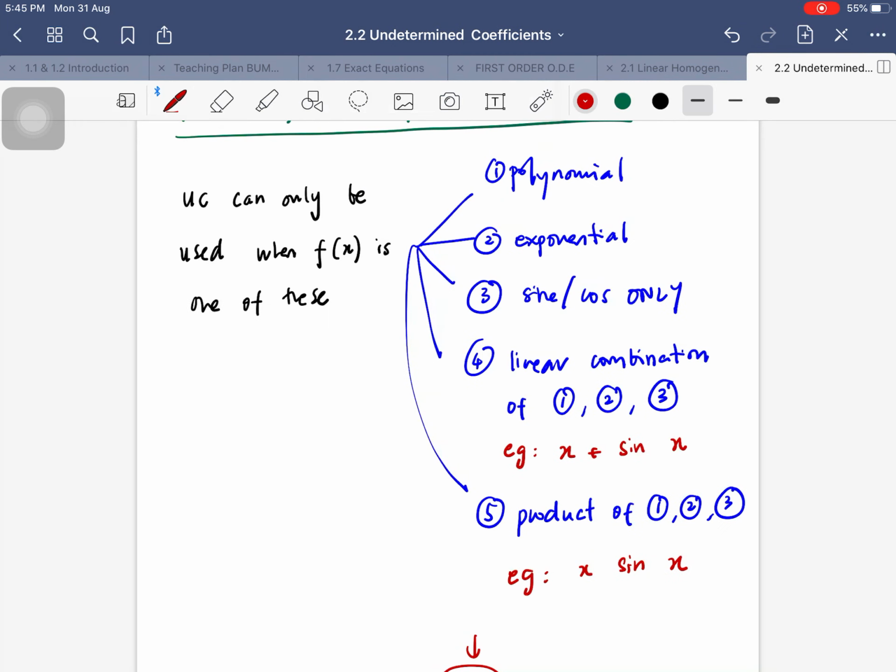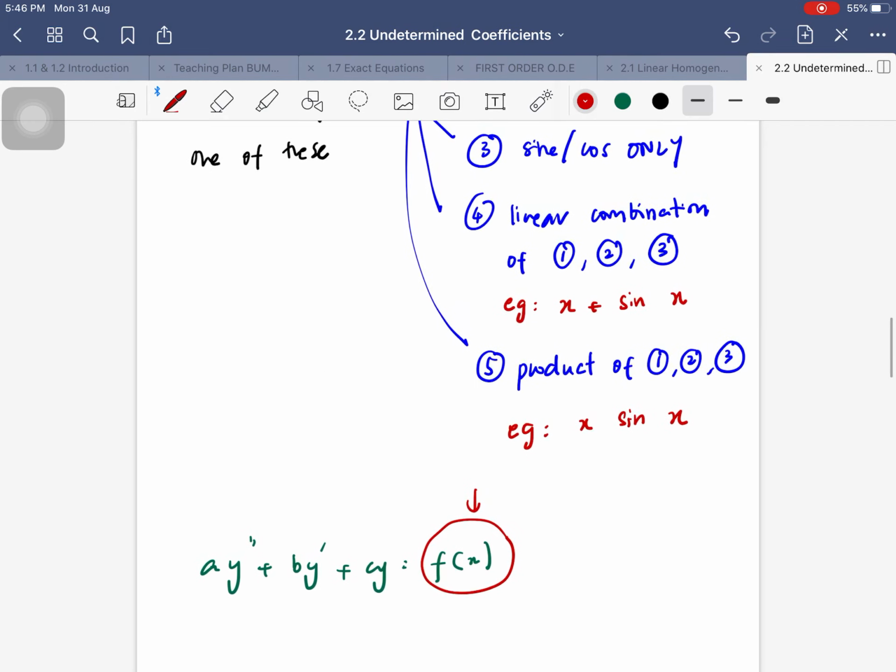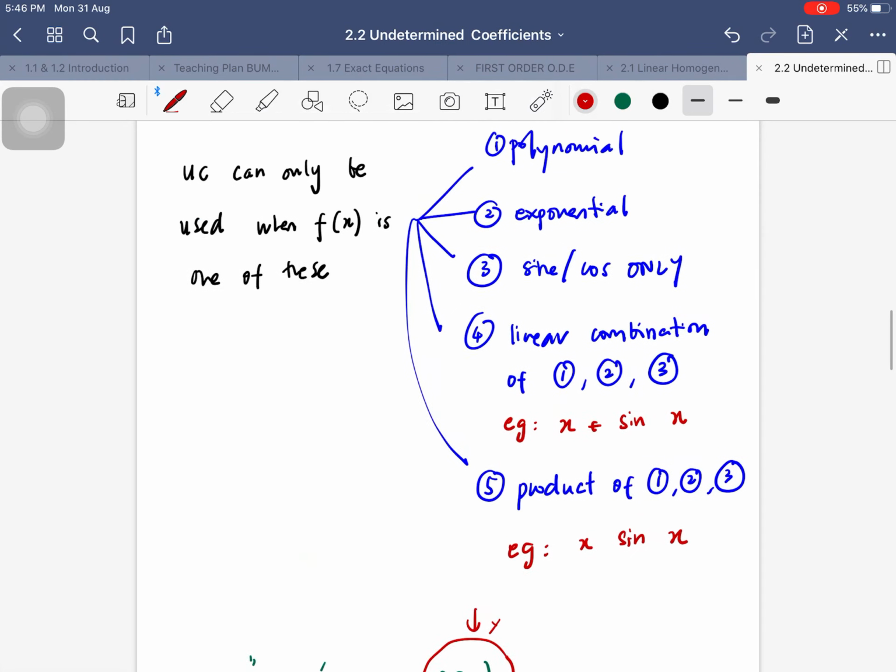Okay, but let me warn you about undetermined coefficient. We have two methods of solving non-homogeneous equations, UC and also VOP. What is the difference between both of them? VOP is a very powerful method, no matter what the function f of x is. You can always solve it using VOP, but it's going to be quite complicated because of the method itself. However, undetermined coefficient is easier. But when the method is easy, there will be restrictions. So what are the restrictions?